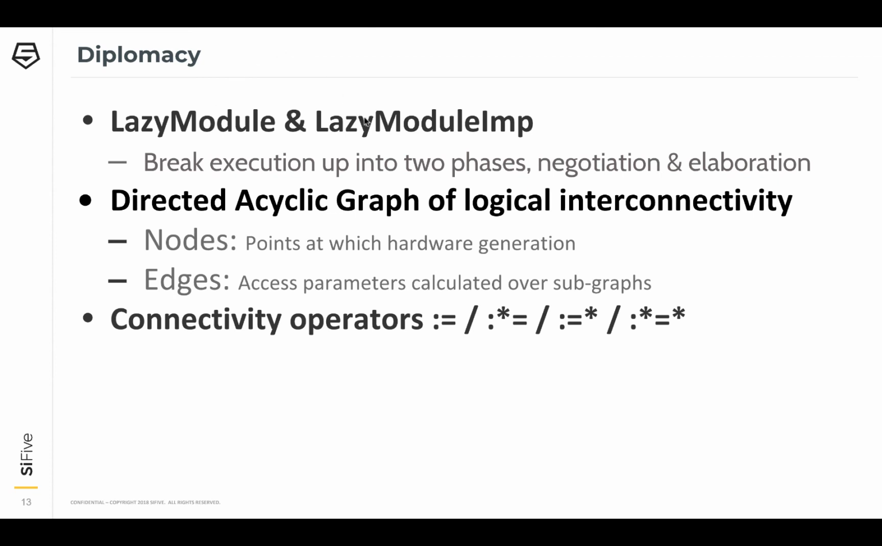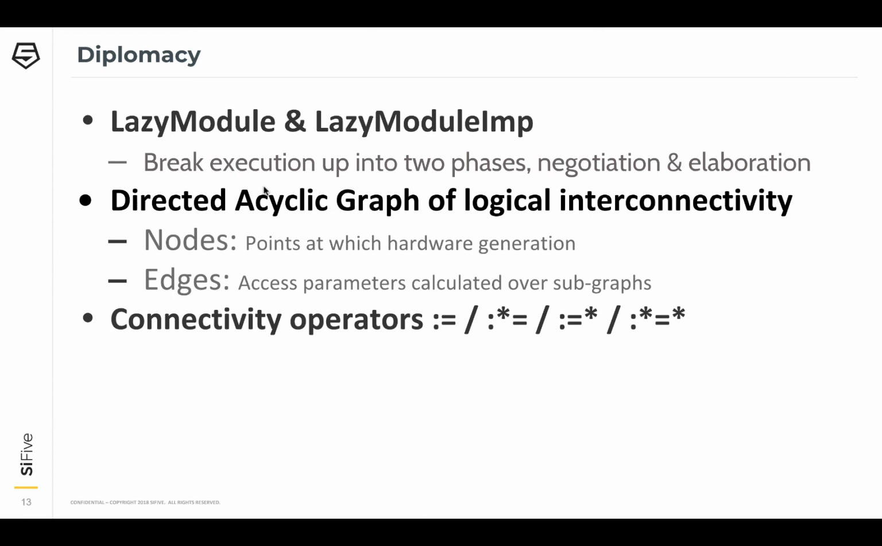And so the lazy module implementation is the actual Chisel implementation of the module. When you're looking through the code base, you'll see a lot of lazy modules, and they'll all have a matching lazy module implementation. All the Chisel code is in the lazy module implementation. What's in the lazy module is Scala code that is this diplomacy, using these diplomacy constructs to describe the connectivity of the chip.